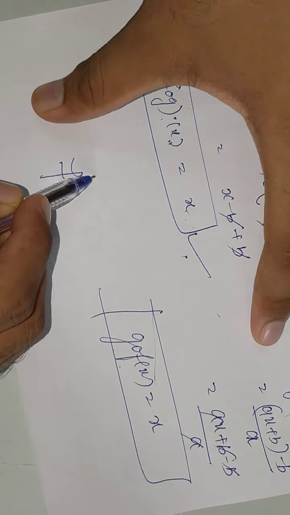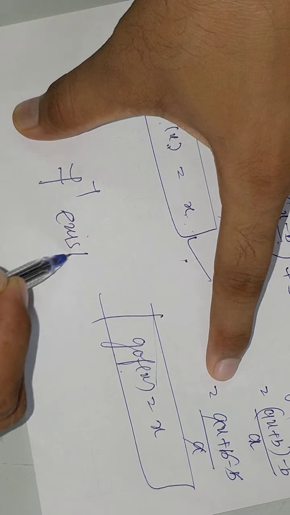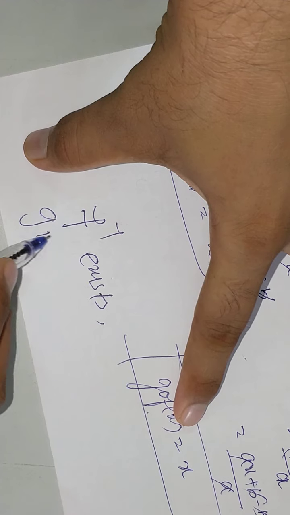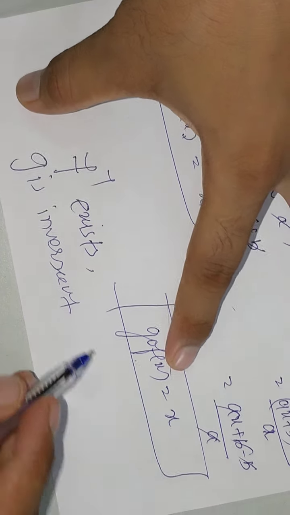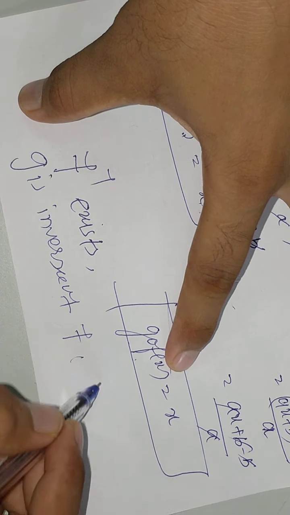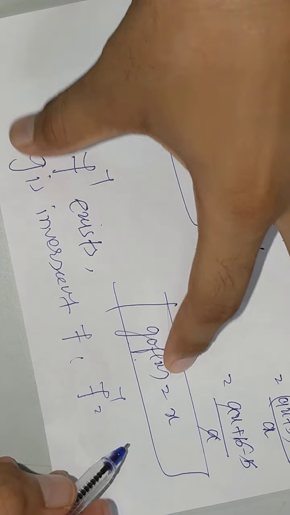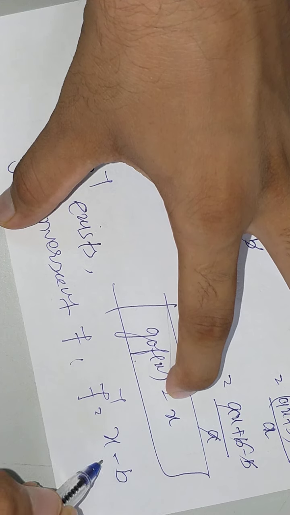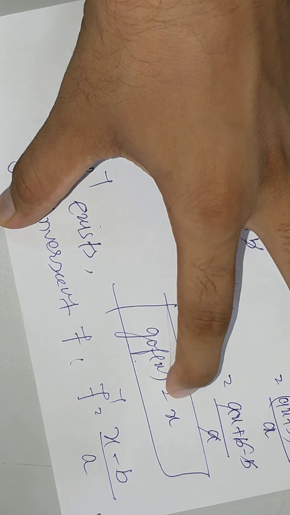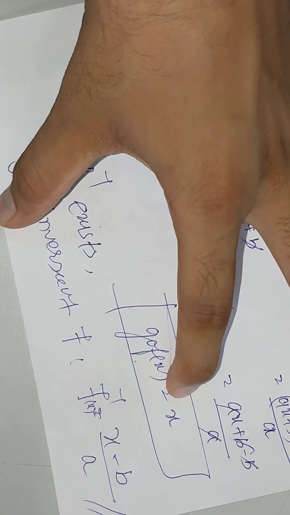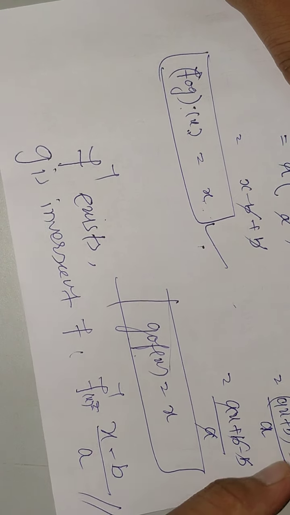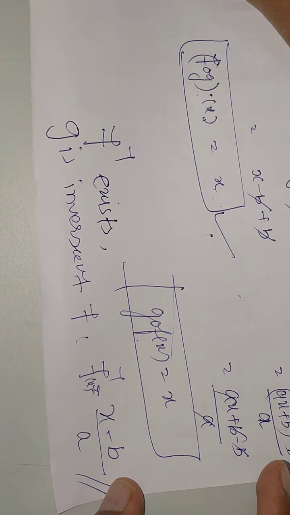So f inverse exists, and g is the inverse of f. So f inverse is equal to (x minus b) upon a. Okay, f inverse of x is defined as (x minus b) upon a. So that's how you find the inverse of a function.